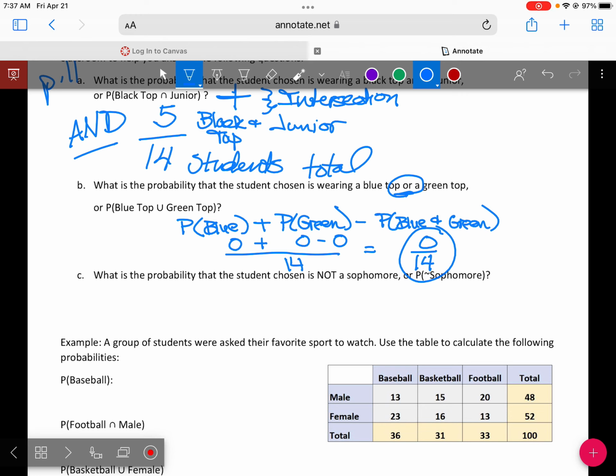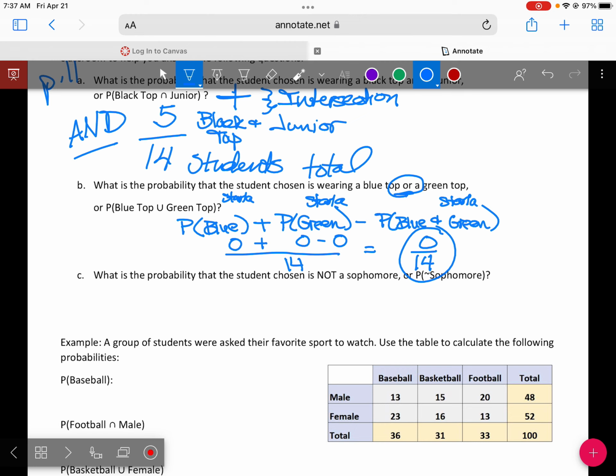Did I say minus plus blue and green? Yes. Because if someone has both blue and green on their shirt, I cannot count them twice. Let's say Starla has a blue and green shirt. I would put her under the blue category. I would put her under the green category, but I would subtract her from one of these because I don't want to count her twice.